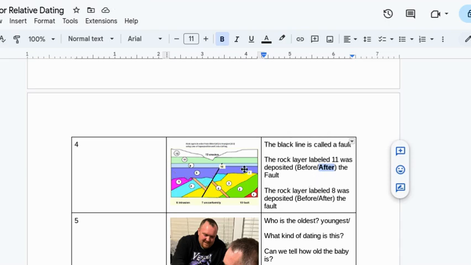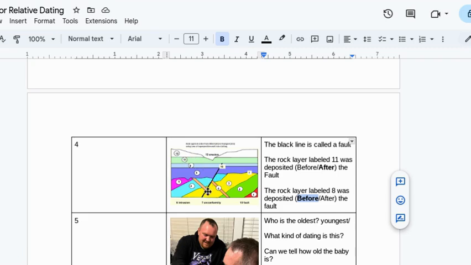The rock layer labeled 8. 8 is this thick blue line or thick blue layer. We know that 8 came before the fault. Why do I know that it came before the fault? Because the fault was able to go through it. The fault was not able to go through 11 or 12 because 11 and 12 hadn't been deposited yet.